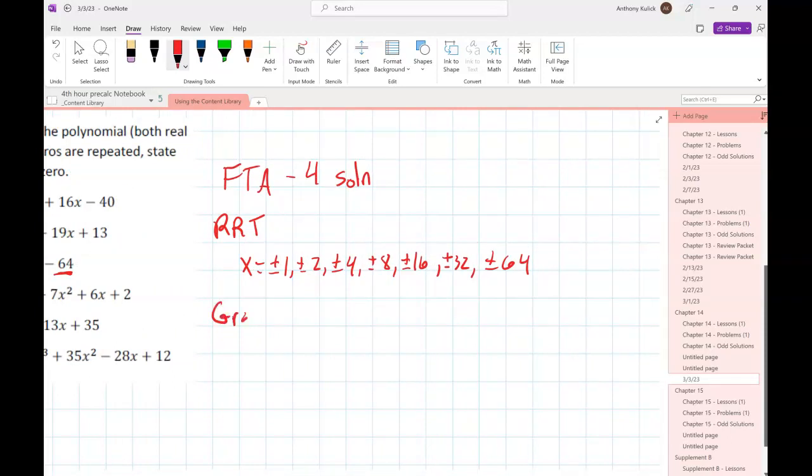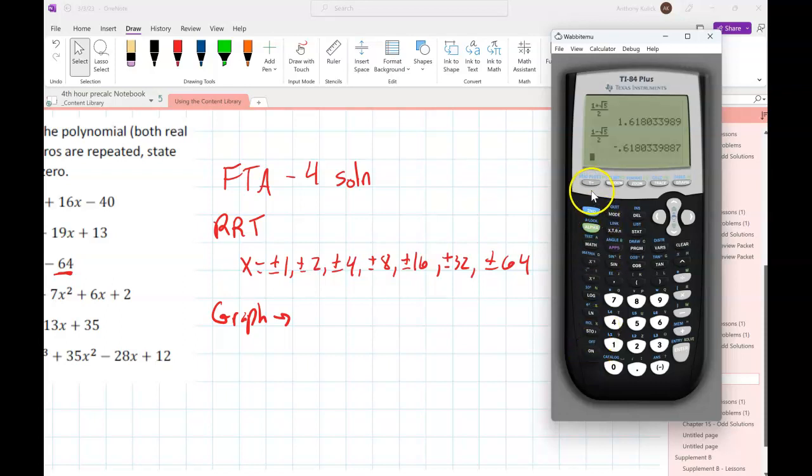Now that I've done that, I'm going to look at the graph and figure out where to start, right? Which one of those from the list is going to be a good synthetic division candidate? So I'm just going to go ahead and type my equation into my calculator. So x to the 4th plus 12x squared minus 64. And then I'm just going to do that on kind of the standard window. So I'm just going to do zoom 6. And I'm looking at the x-intercepts. So I see an x-intercept here at -2, another one here at +2.